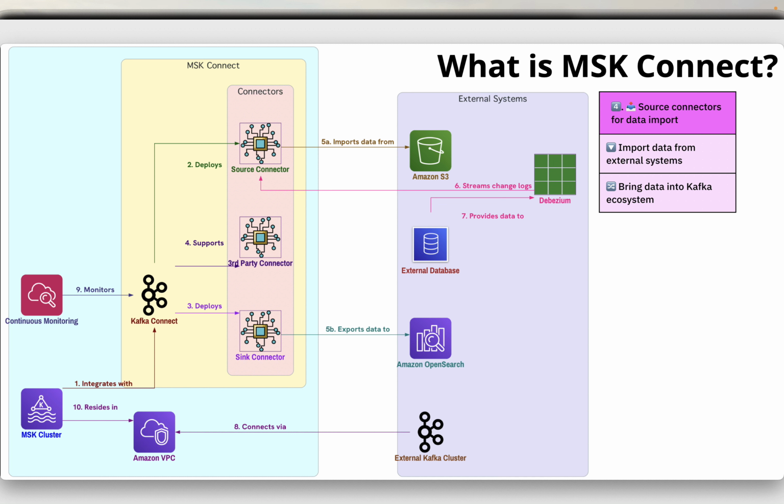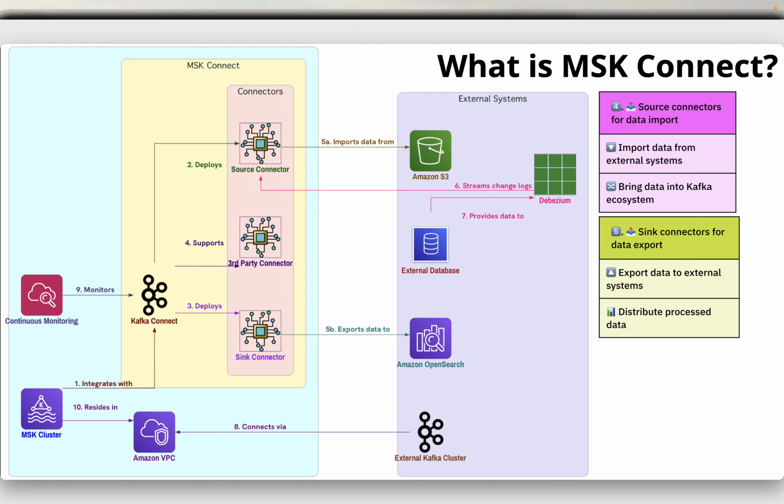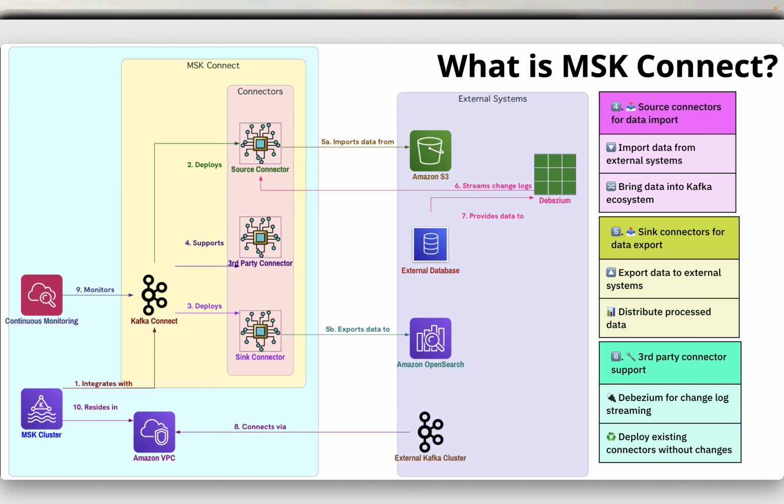Source connectors are used to import data from external systems into your Kafka topics. This allows you to bring data from various sources into your Kafka ecosystem for processing and analysis. Sink connectors enable you to export data from your Kafka topics to external systems, and this facilitates the distribution of processed data to various destinations or storage systems. MSK Connect supports connectors developed by third parties. For example, you can use Debezium for streaming change logs from databases into an Apache Kafka cluster. Existing connectors can be deployed without any code changes, providing flexibility and extensibility.